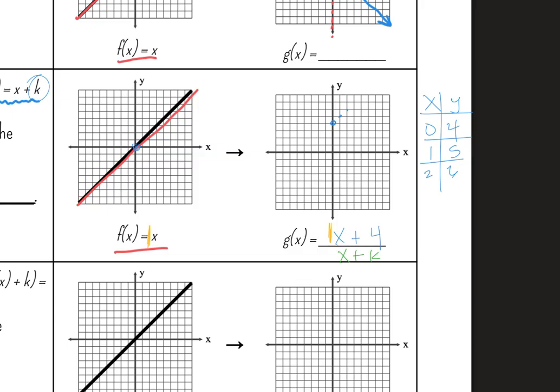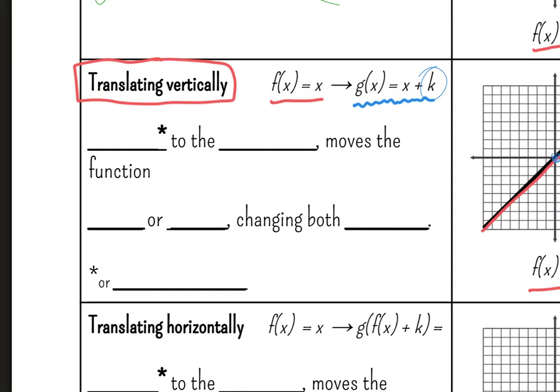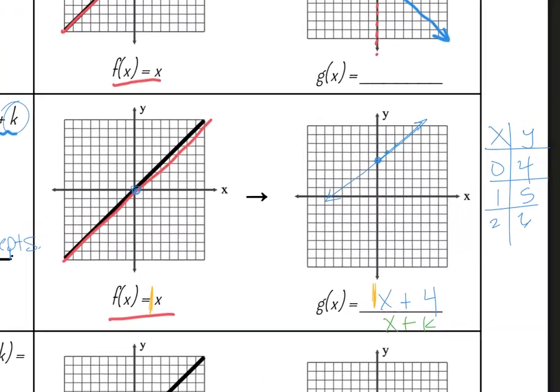So all we're going to do is now we have moved this line up 4, right, in comparison to that one. So if you are going to do that, you are adding or subtracting, and by the way, this is where subtracting would come in. You are adding or subtracting to the output, which moves the function up, down, changing both intercepts. So this is kind of like, in my opinion, a little bit of an afterthought, but it is definitely true.